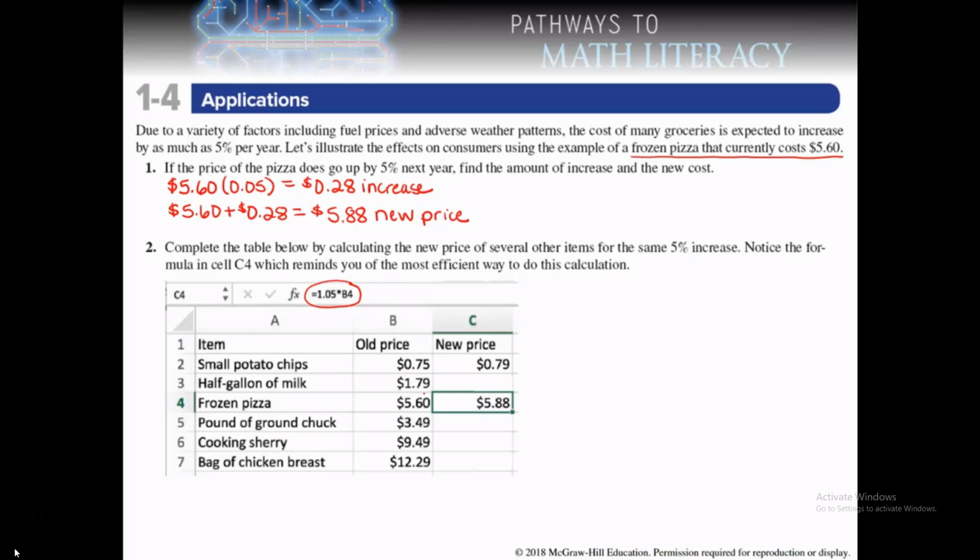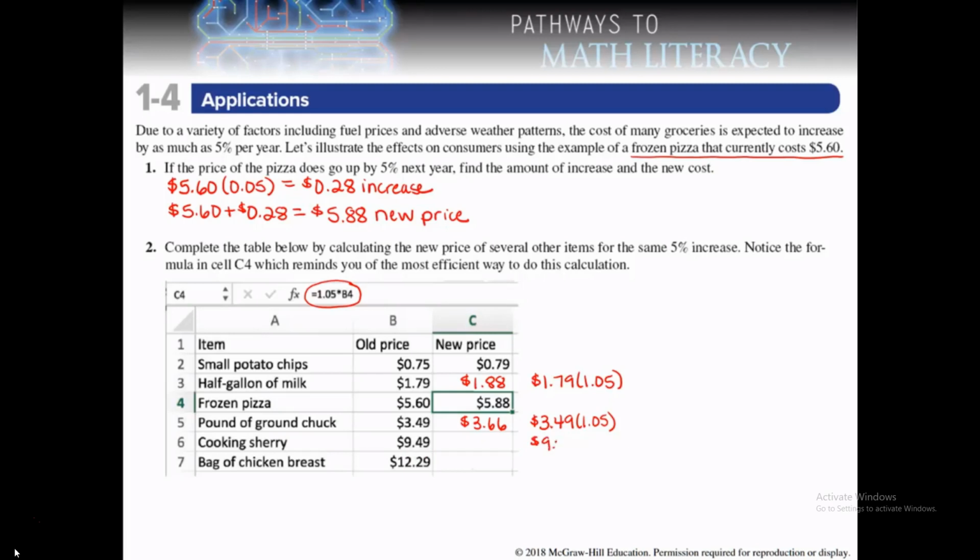For the half gallon of milk, it's $1.79. So we'll take $1.79 and multiply it by 1.05, and that's going to give us $1.88. Frozen pizza is already filled in. For pound of ground chuck, we've got $3.49, and we'll multiply that times 1.05. That'll give us a new price of $3.66.